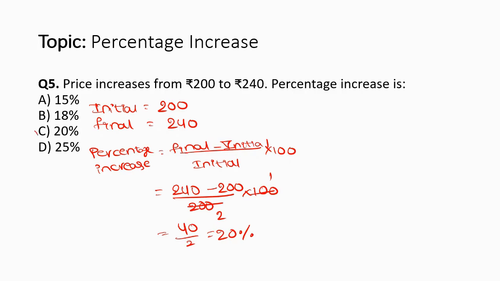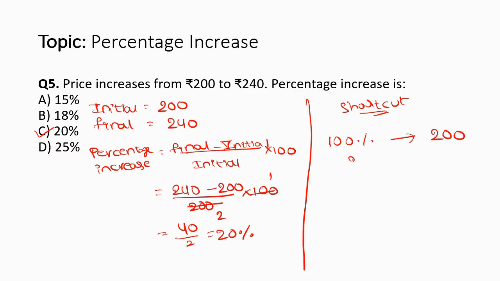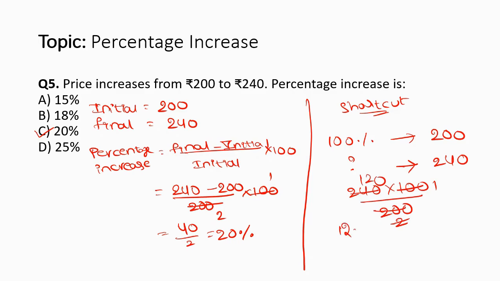The answer is 20%. Same shortcut trick: we take 100% as the initial value, which is 200. We don't know the percentage change, but the number we know is 240. So just cross multiply, 240 into 100 by 200, which is 120. Here the new value is 120%, so it is a 20% increase.